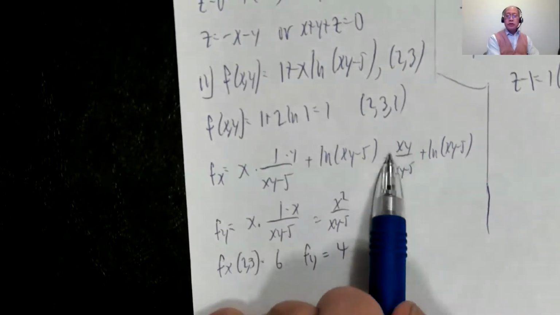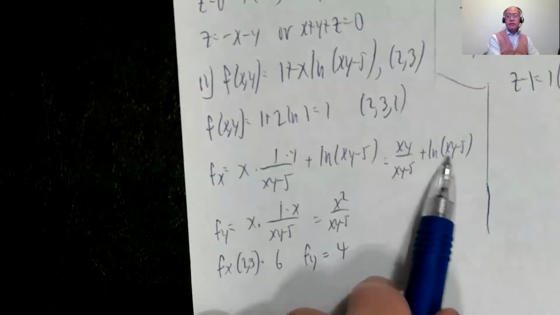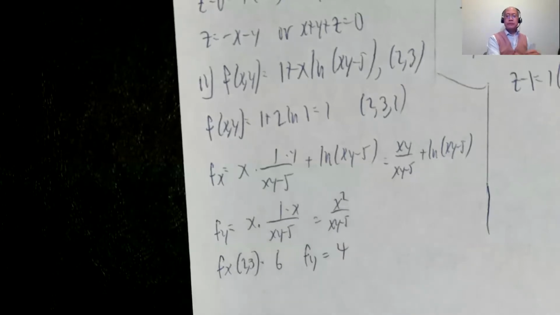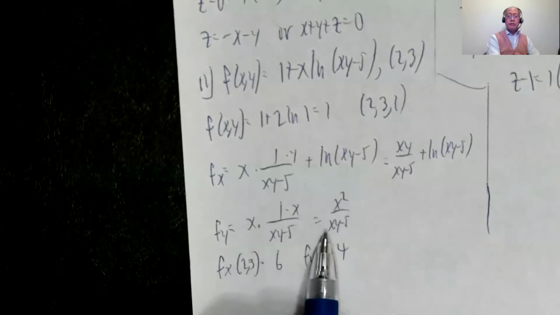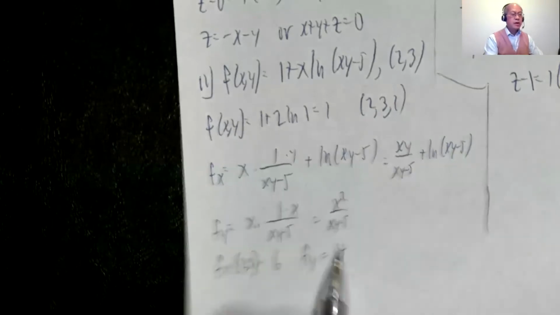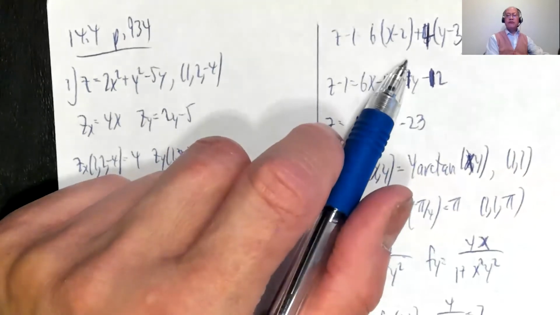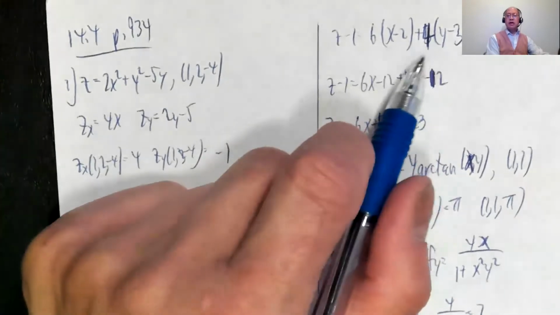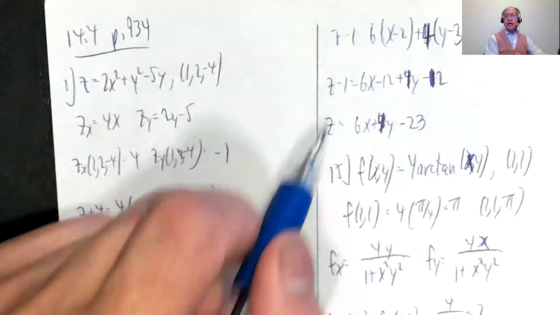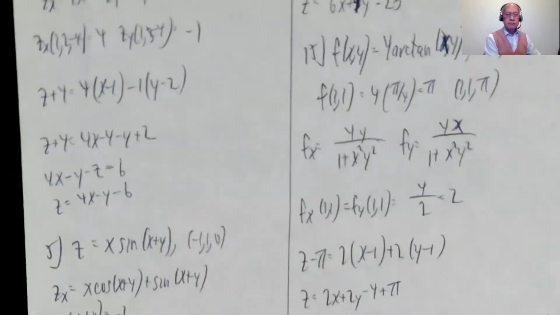Plug in (2, 3). 2 times 3 is 6. 2 times 3 is 6 minus 5 is 1. ln of 6 minus 5 is 1. That's 0. So I get 6. And f sub y, plug in 2, gives me 4 on top. 2 times 3 is 6 minus 5 is 1. So f sub y is 4. Okay, so z minus 1 equals 6 times (x minus 2) plus 4 times (y minus 3). z minus z0 equals f sub x (x minus x0) plus f sub y (y minus y0). And a little bit of algebra if you wish. z equals 6x plus 4y minus 23.